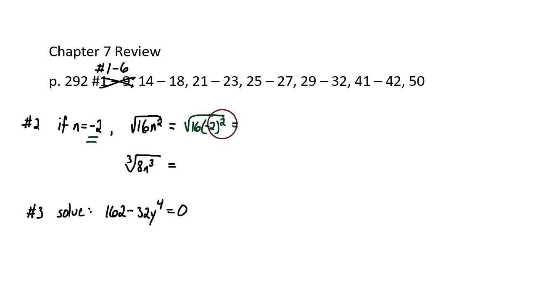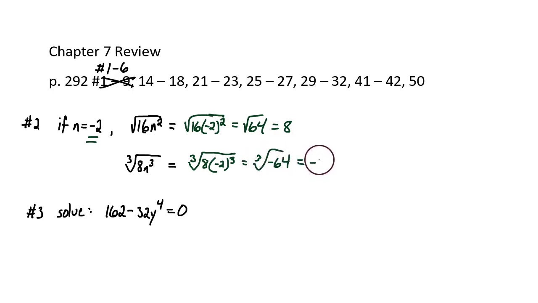Negative 2 squared is 4, 16 times 4 is 64, and the square root of 64 makes 8. For this next one, replace the n with negative 2 and evaluate the answer. Negative 2 to the third power is negative 8. 8 times negative 8 makes a negative 64 inside the radical, and the cube root of negative 64 is negative 4.